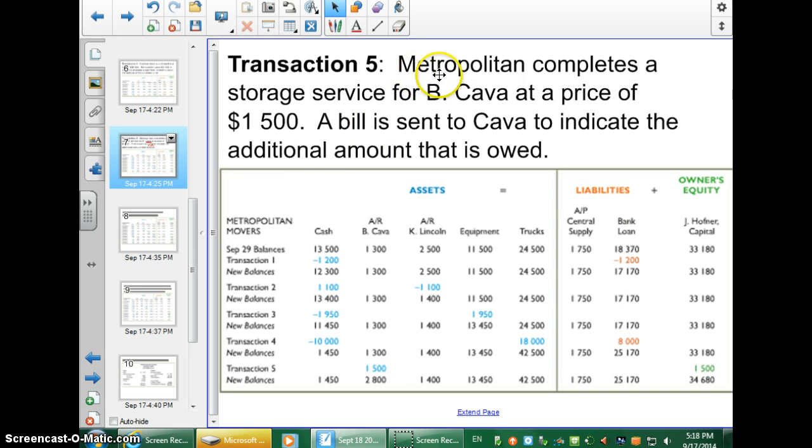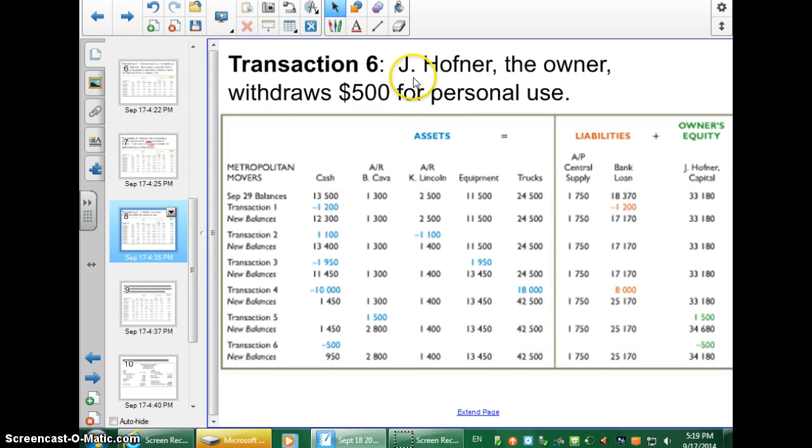Transaction number 5, Metropolitan completes storage service for B Cava at a price of $1,500. A bill is sent to Cava to indicate the additional amount that is owed. And notice this transaction is a little bit different. We have an accounts receivable account for this particular person, B Cava, so that account is going to go up by $1,500. And then when you look on the right side of the fundamental accounting equation, there are no accounts that correspond with this. So the resulting account that is affected is the owner's equity account, and it goes up by $1,500.